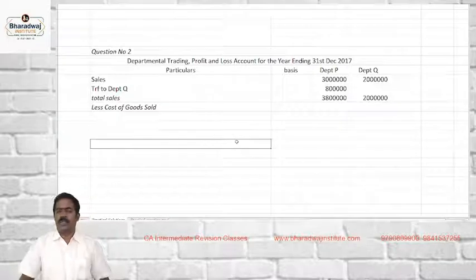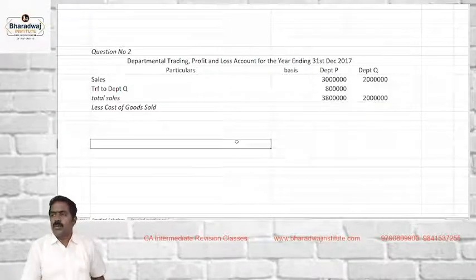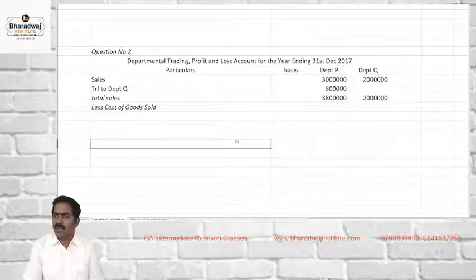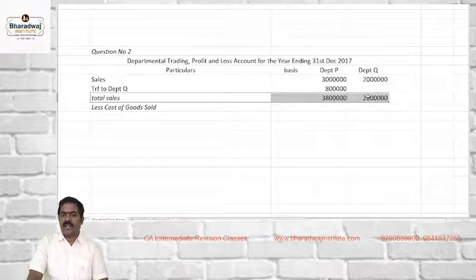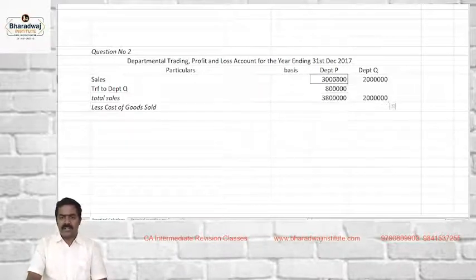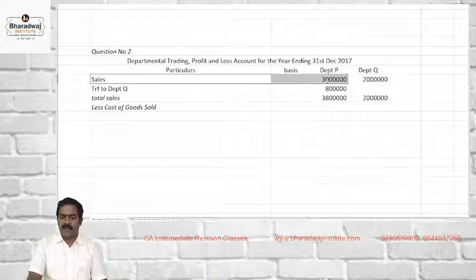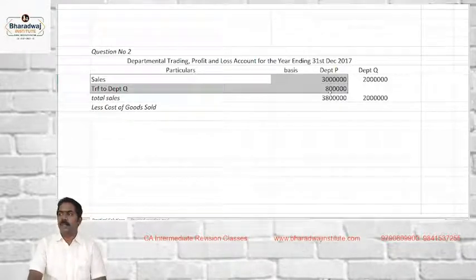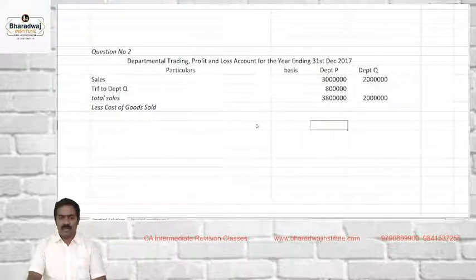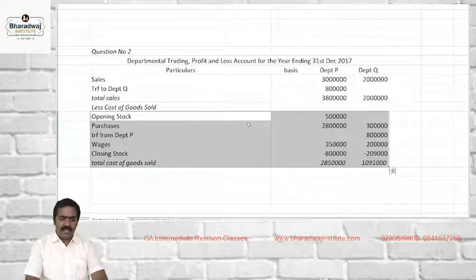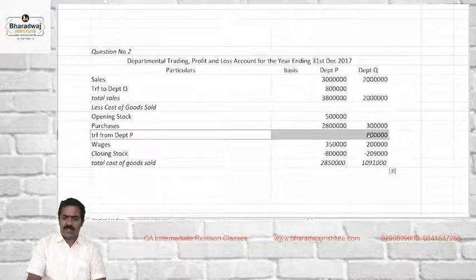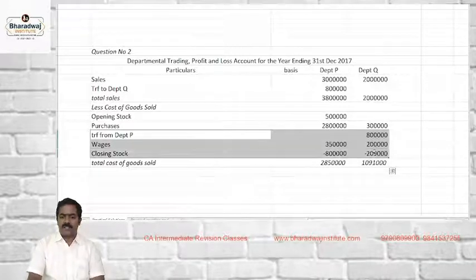Let me work it out in the statement style itself. What is the sales? 30 lakhs and what? 20 lakhs. Transfer to the other department also takes place at what price? Normal selling price. So total revenue is 38 lakhs and 20 lakhs. This is external sales, this is internal transfer, that's all. On both, department P is earning what? Profit. Then cost of goods sold will be opening stock plus purchases plus transferred goods, direct expenses minus closing stock.